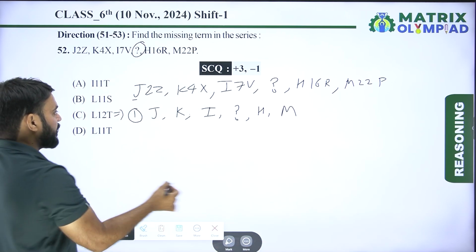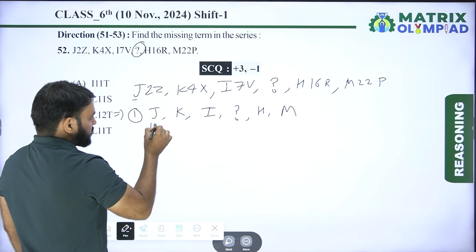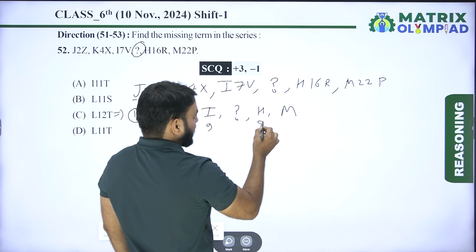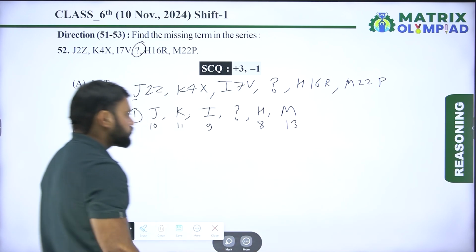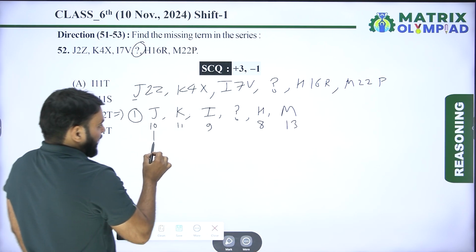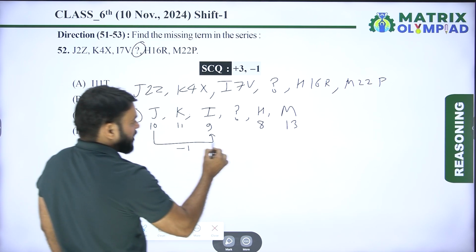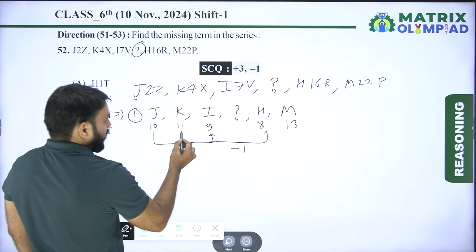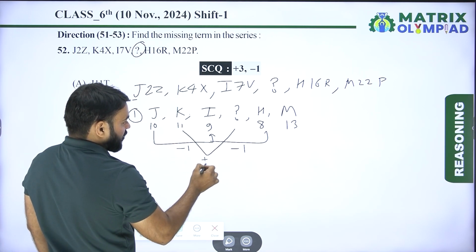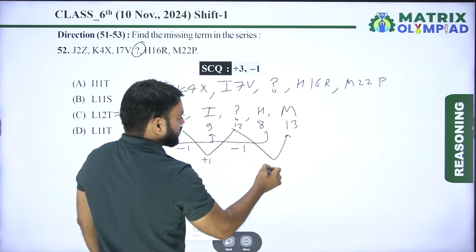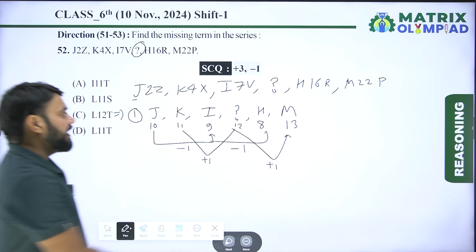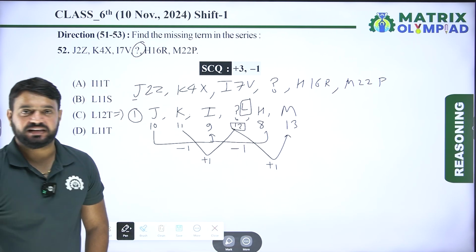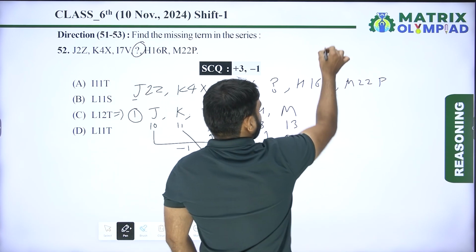Now find the pattern. The place value of J is 10, K is 11, I is 9, H is 8, M is 13. Now check the pattern. 10 minus 1 is 9. Now 9 minus 1 is 8. So this is the alternate series. Now 11 plus 1 is 12, and 12 plus 1 is 13. So 12 means L, because the place value of L is 12 in the English alphabet. So the first missing alphabet is L.